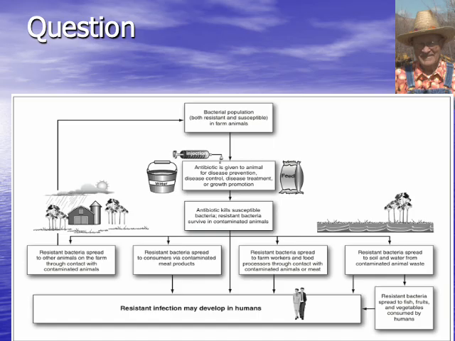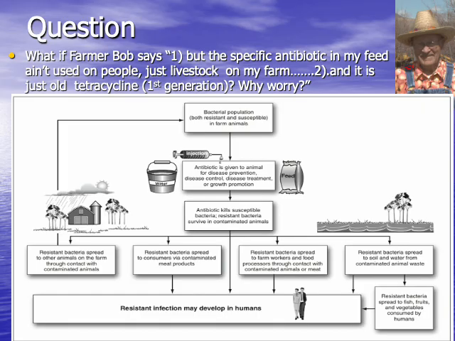So you might talk to a farmer now. Here's Farmer Bob. There's Farmer Bob. And he says, well, number one, the specific antibiotic in my food is not used on people. It's just used on livestock on my farm. Well, why is it bad? It's not getting to people. It's just on my farm animals. And two, you look at that website that sells the antibiotics. A lot of them are like first generation antibiotics. And he'll say, I'm just giving them tetracycline. That's not used on people anymore. So why do you worry? Why do you worry about these things?